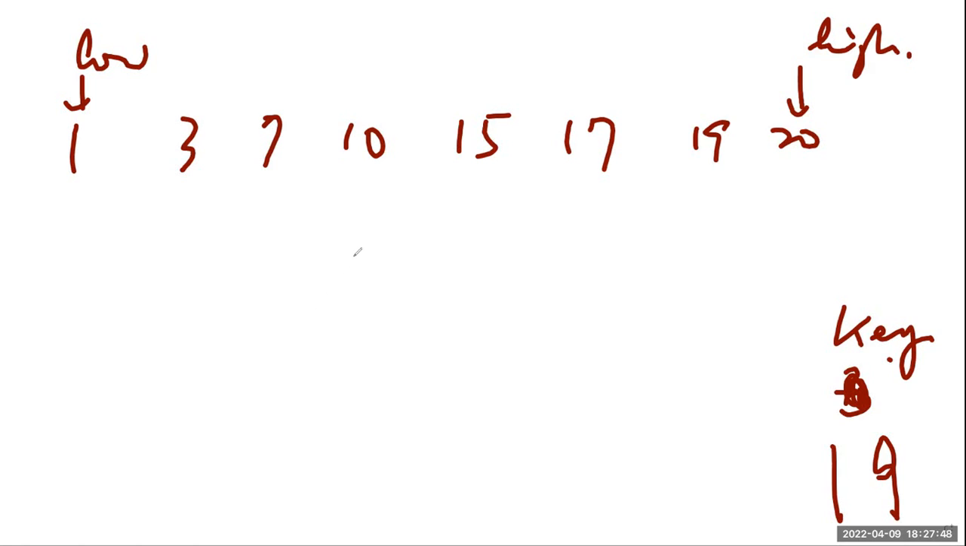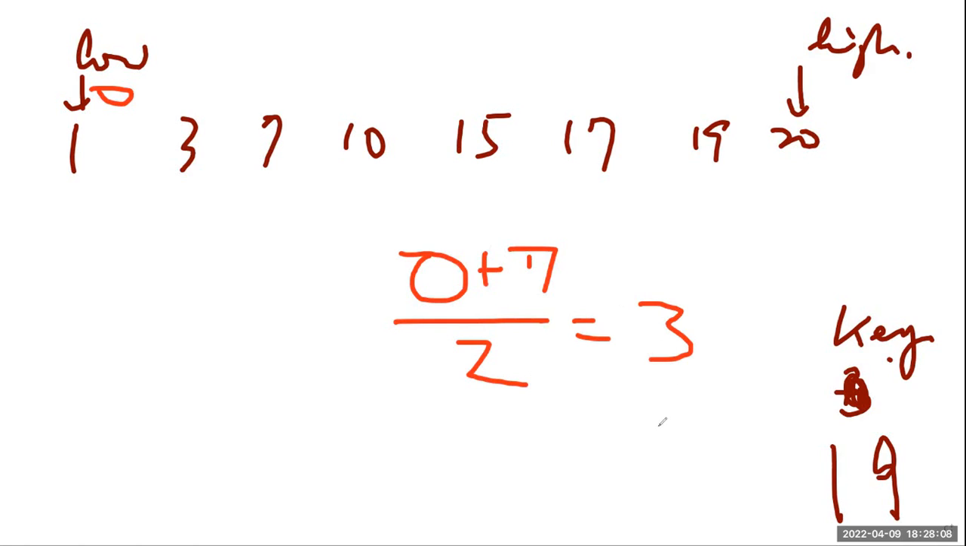How to determine the middle value in binary search? You do low plus high divided by 2. So what is low? Low is 0, index 0. What is high? 7. 7 divided by 2, so 3. The middle value is 10.